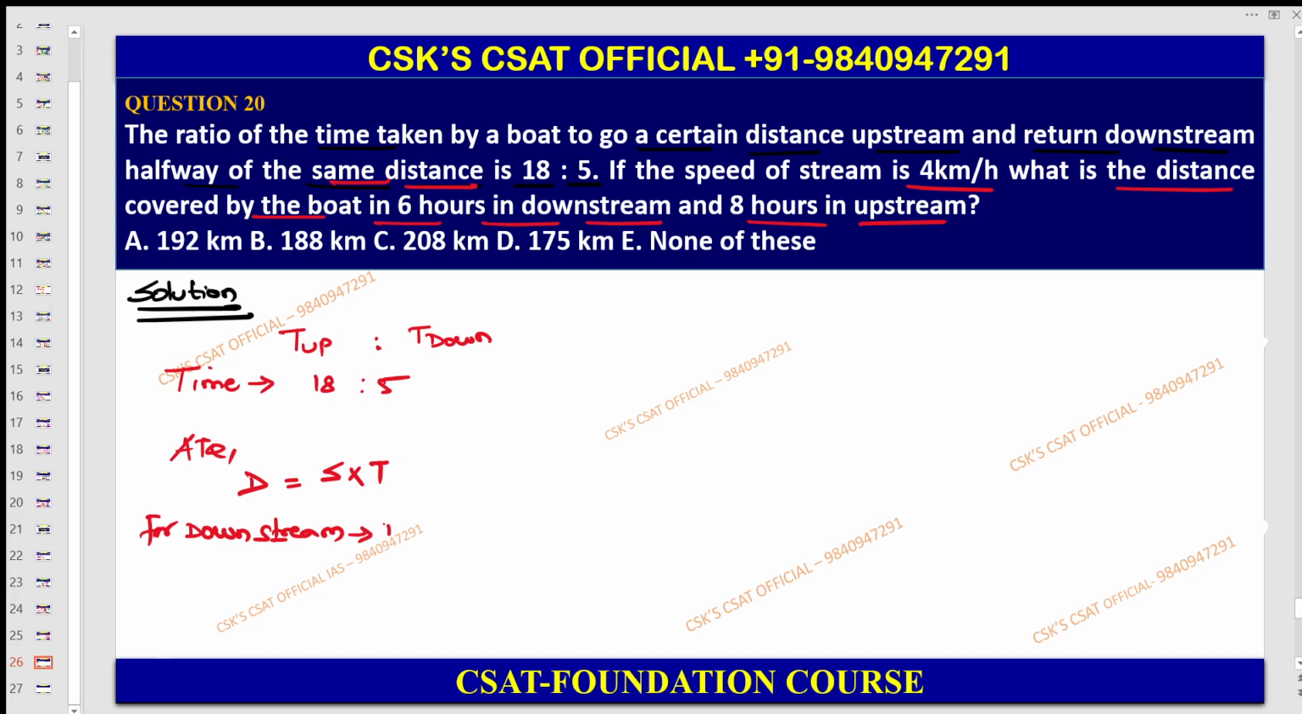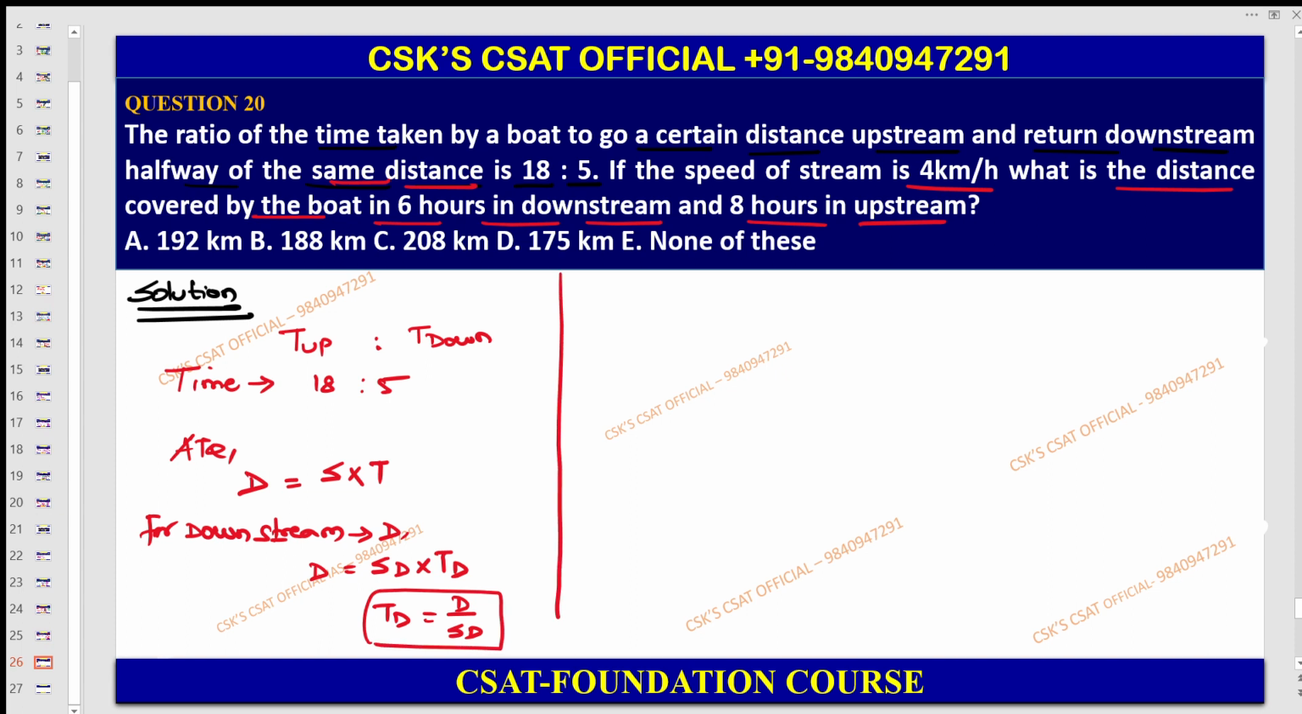So according to this, let us take d as the distance itself. You can take d here, the speed of the downstream into the time taken with respect to the downstream. So now downstream time is equal to what? d by sd, the speed of the downstream.